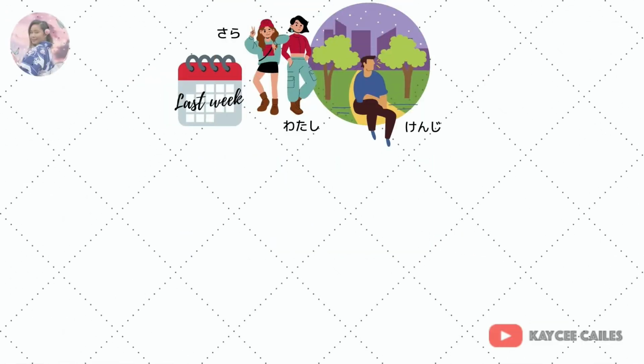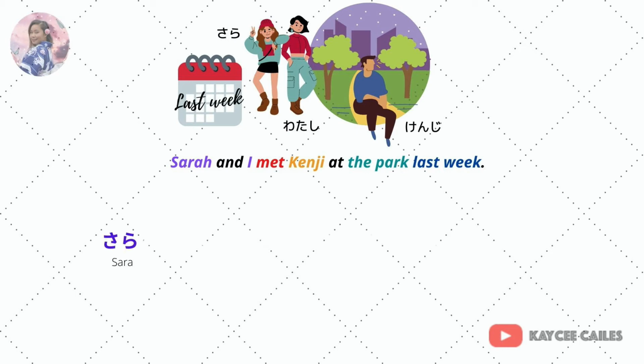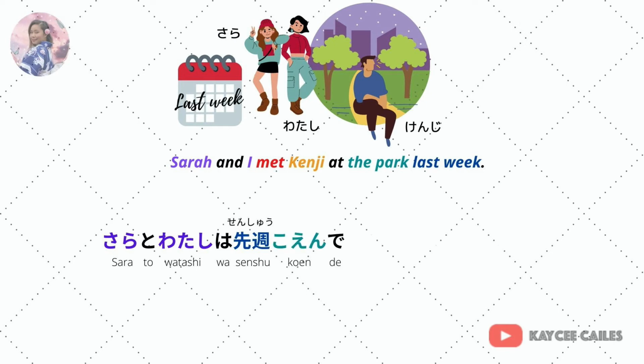For another example, Sarah and I met Kenji at the park last week. In Japanese, we say, Sarah to watashi wa senshu kouen de Kenji ni aimashita. Kindly take note of the particles that were used.